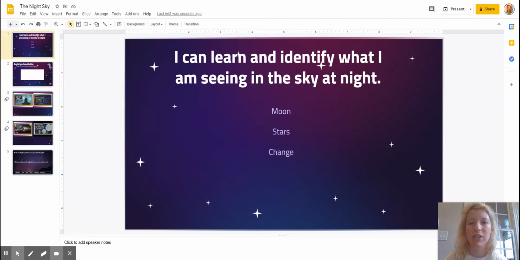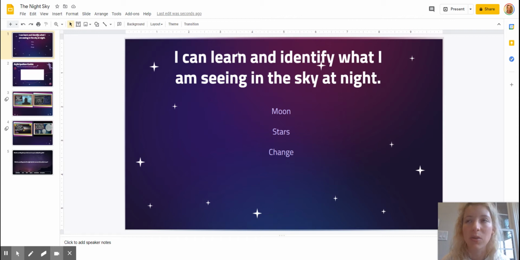Second grade, we are shifting gears a little bit today to talk about a whole new topic that still relates to weather. All right, let's take a look at our learning target. It says, I can learn and identify what I am seeing in the night sky.